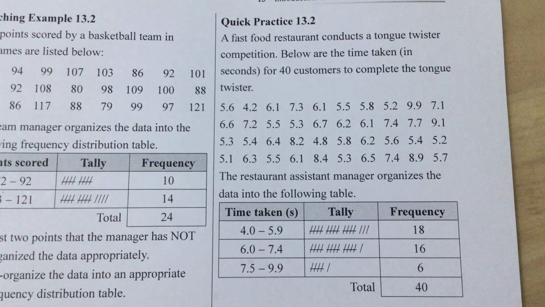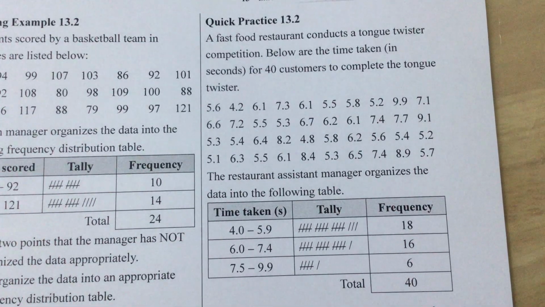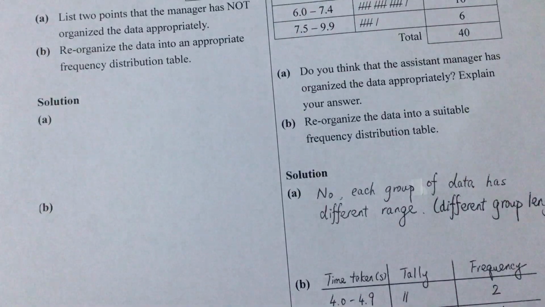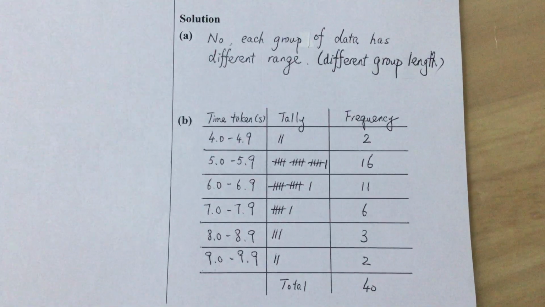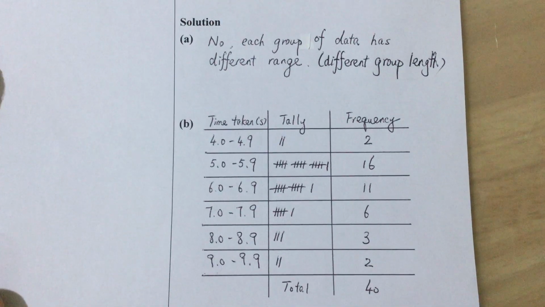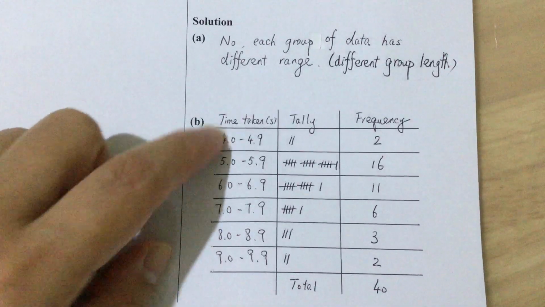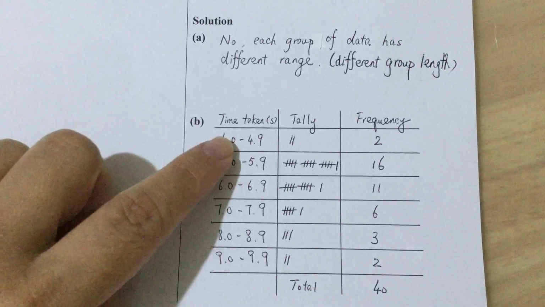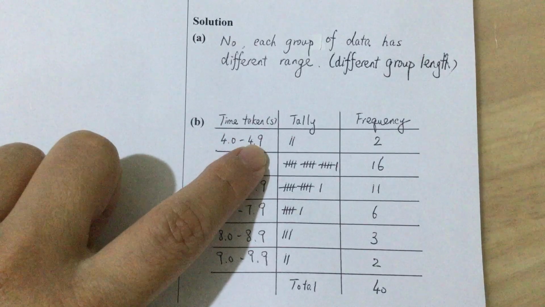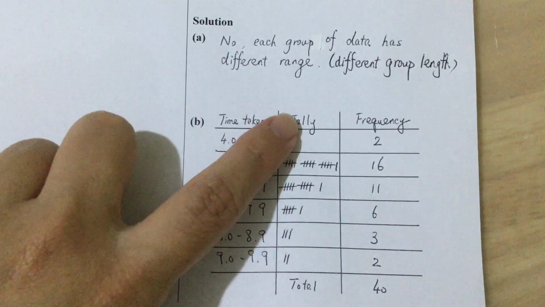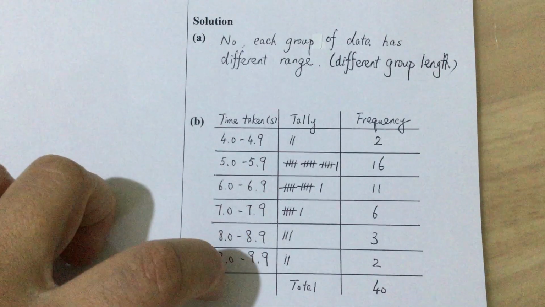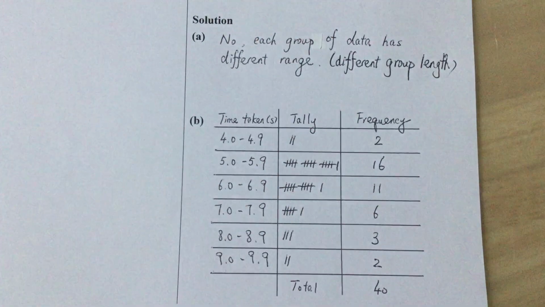Okay, now this is the data for quick practice 14.2. For part A, I think the answer is no, because each group of data has a different range, that means a different group length. For part B, we can make 6 groups, because all of them will have the same length, 4.0 to 4.9. This is much easier for us to count, because every time we see a 4 start, we can mark it here. And we collect this data.